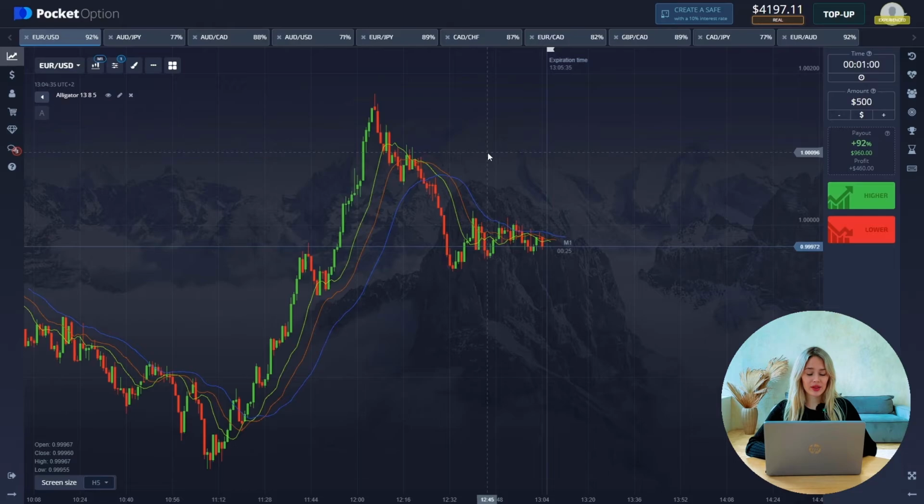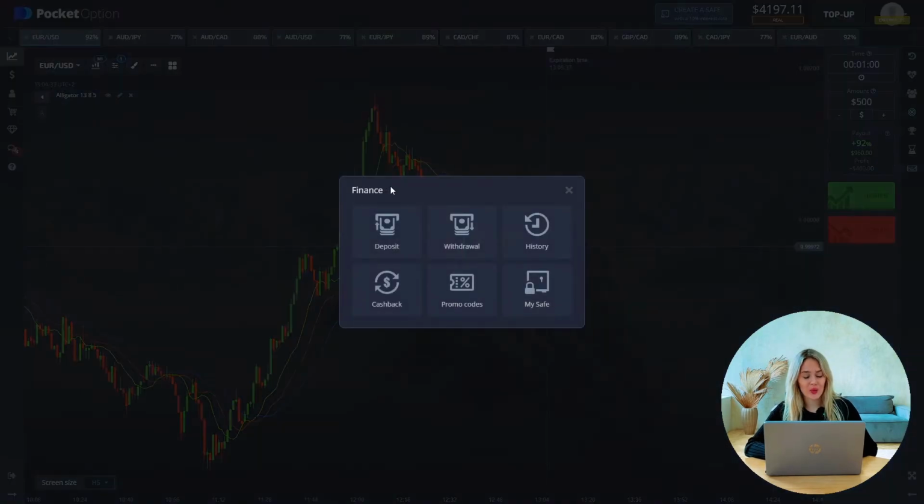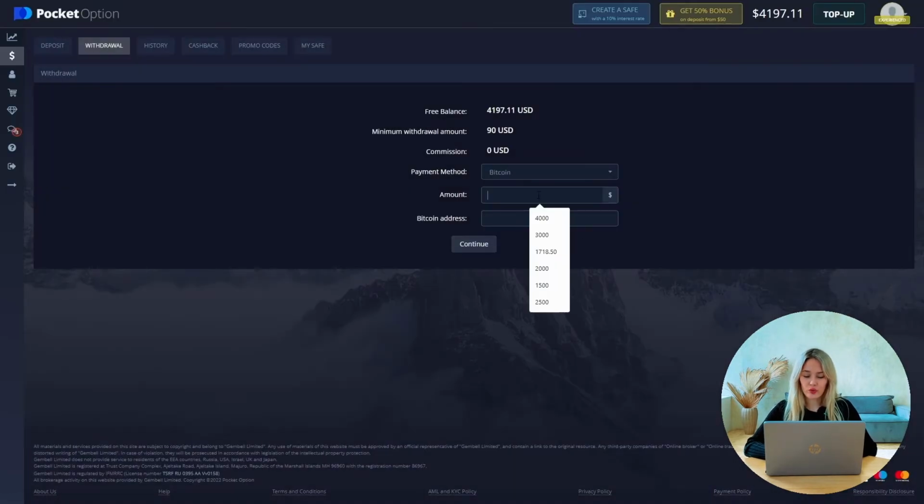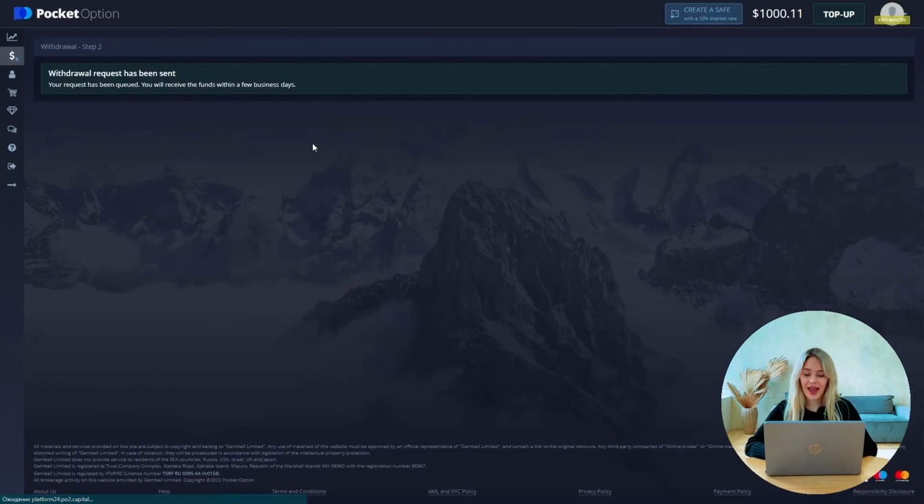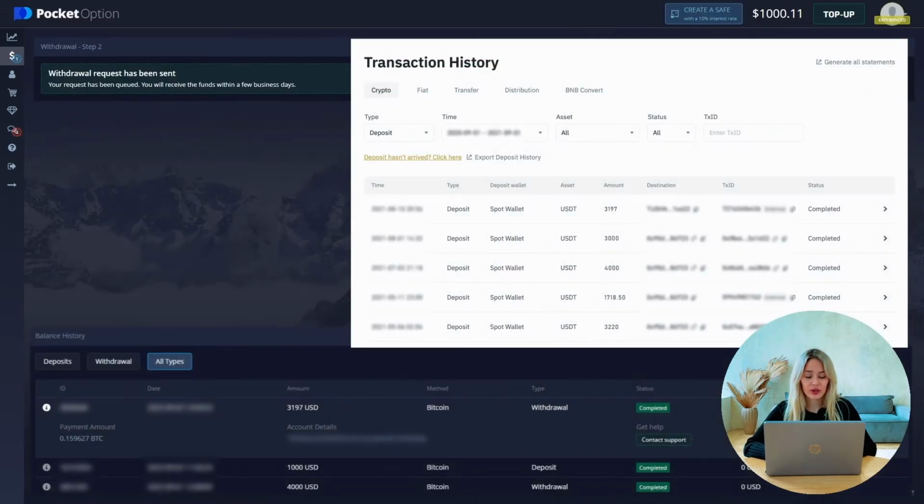Let's withdraw our funds to a Bitcoin wallet. Let's withdraw $3,197 so that the balance remains an even amount. Click Continue. Our transaction is processed and I will attach a screenshot of the successfully completed transaction.